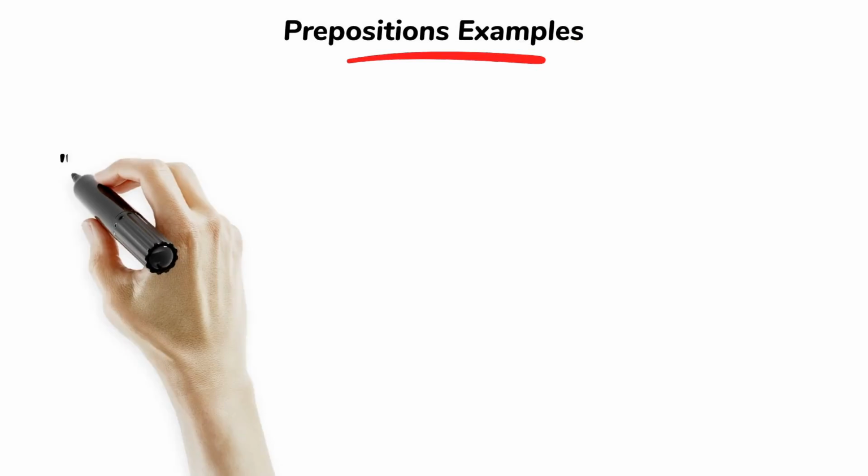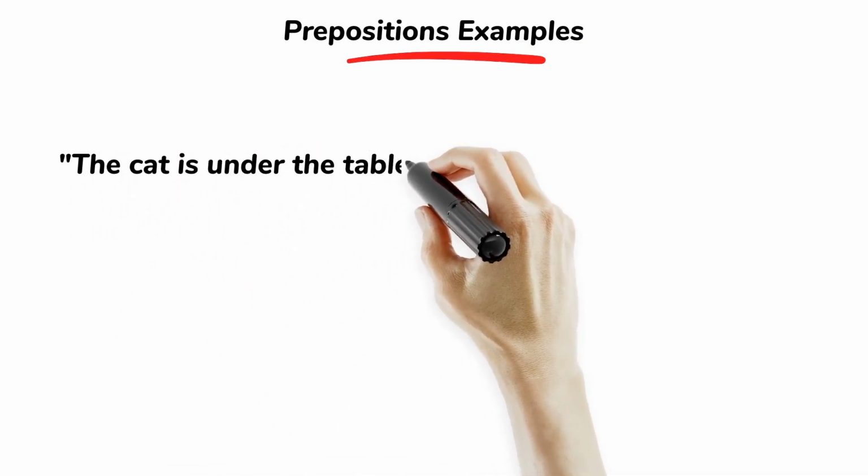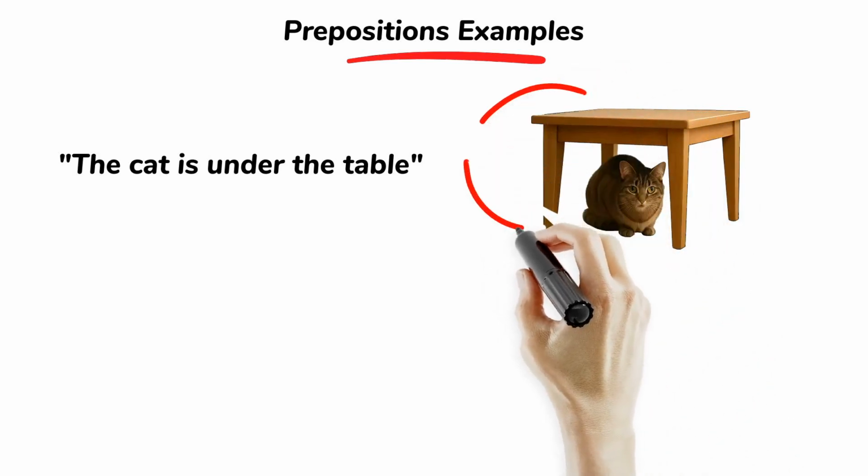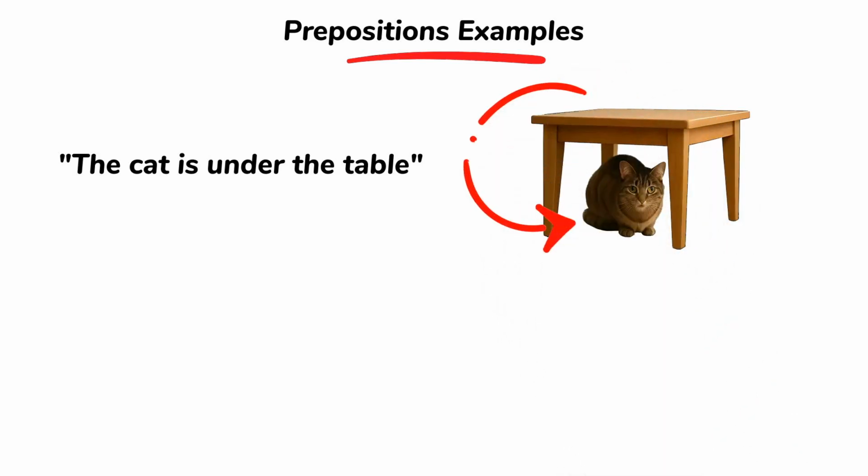For example, the cat is under the table. Here, the word under tells us exactly where the cat is. Instead of just saying the cat is by the table, we know the cat is beneath it. That's the job of a preposition. It gives us a clear picture of the relationship between things.